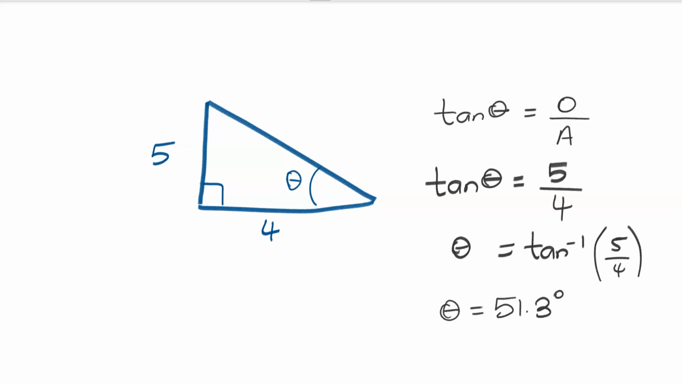Alright, so that's how we find an angle of a triangle given two sides, using SOH CAH TOA.